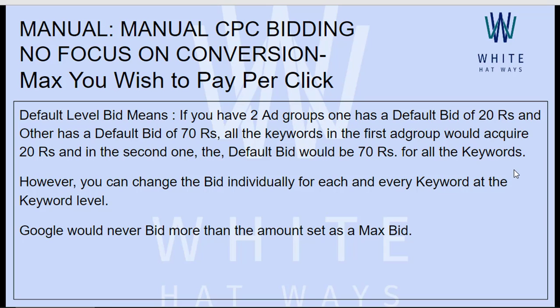Google will never ever bid more than the amount that you are setting as the maximum bid. So whatever amount you set as the maximum bid, you would not be charged any more than that as a click charge. This means Google will never be able to bid more than whatever you are setting as the maximum cost per click. That is the ultimate threshold that you are setting, and you are saying I would not be able to bear any more amount per click. Now let's see where we set the maximum cost per click.